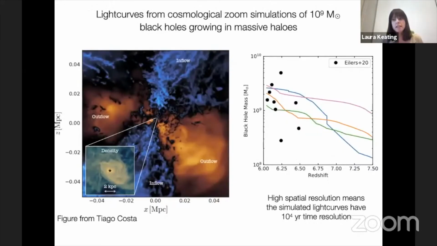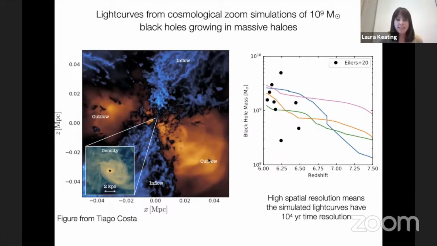But of course, things that just turn on and off completely also aren't very realistic. We can expect it to be more stochastic. So we've also been looking in cosmological zoom simulations that self-consistently grow 10^9 solar mass black holes. And this is work led by Tiago Costa at MPA.